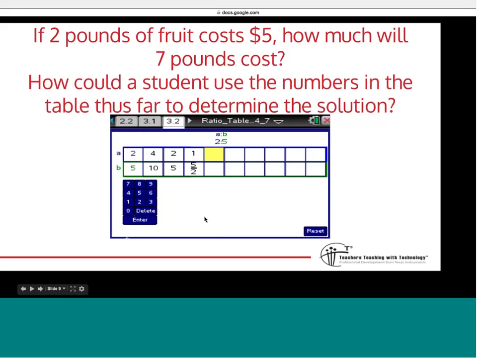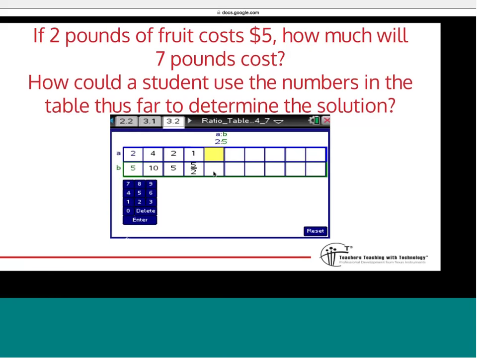Someone said, well, we know that 2 plus 4 plus 1 equals 7 pounds. So the 2 and the 4 and the 1 is going to give us 7 pounds, all right? And so then I think the next part of that would be if those three numbers add up to the right number of pounds, you could add the costs underneath them to kind of get to your total cost. Yeah, someone just said 5 plus 10 plus 2.50 is 17.50. That will give us that 17.50 for that cost.